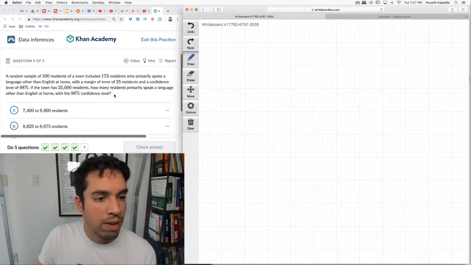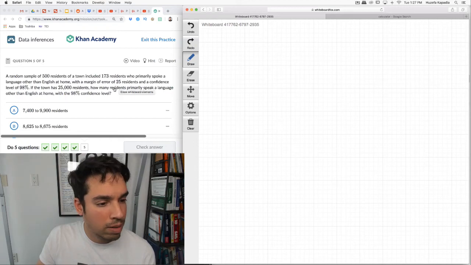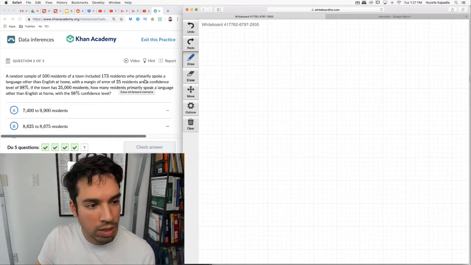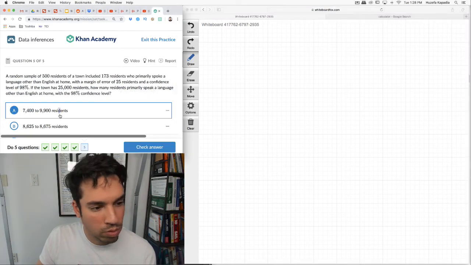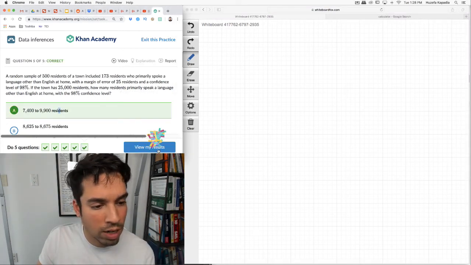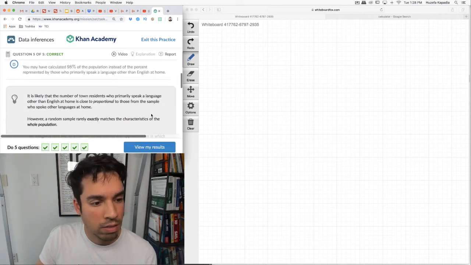A random sample of 500 residents includes. Hey, this is the same question as before. Look, 500 residents of a town included those who spoke a language other than English with a margin of error of 25 residents and so on. 25,000. Okay, so I remember this was the answer. This is just the first question that we got. It repeated, and there we go.